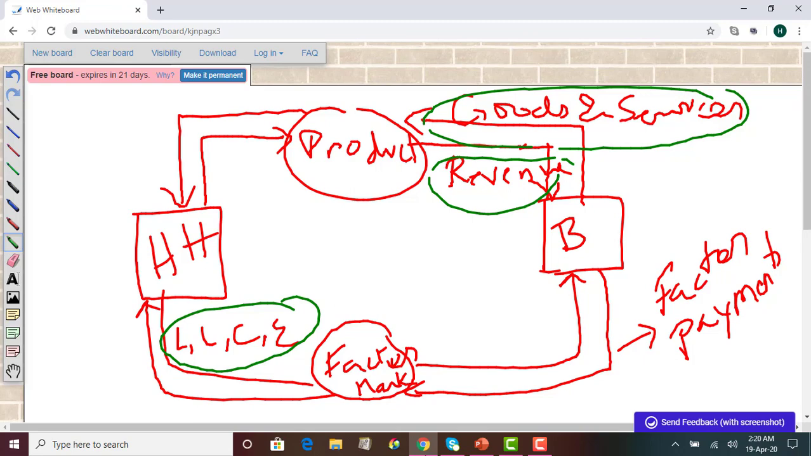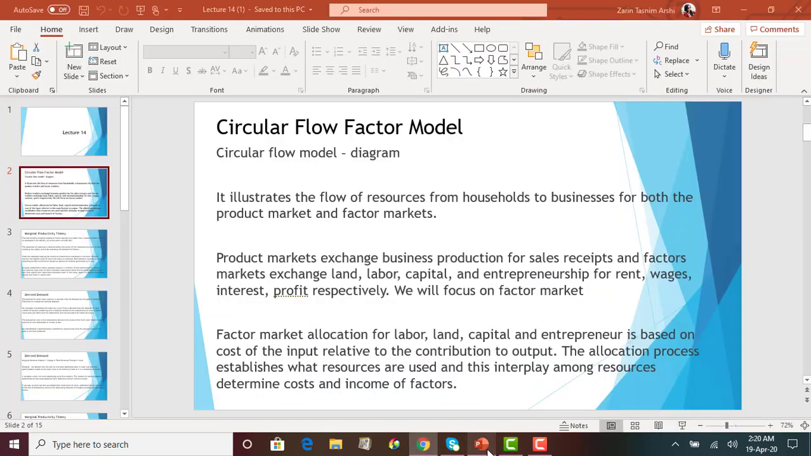So far, whatever we have talked about relates to the product market, but today in this chapter we are going to focus on the factor market, the market in which households sell land, labor, capital, and entrepreneurship, and businesses pay these factor payments. So we are going to focus on the factor market in this lecture.